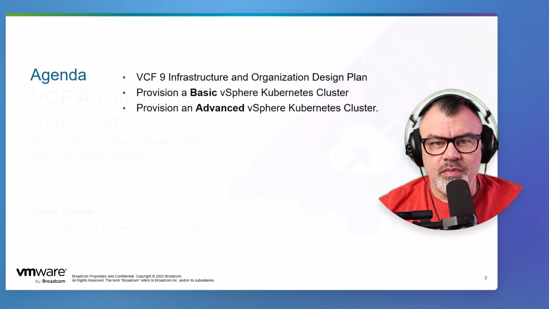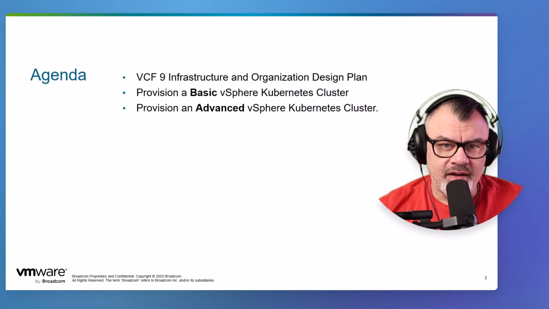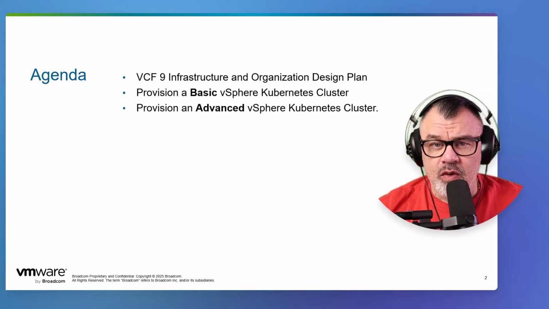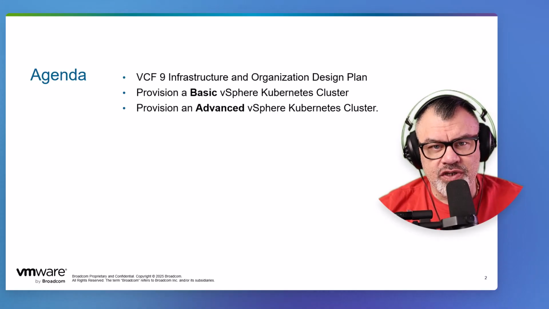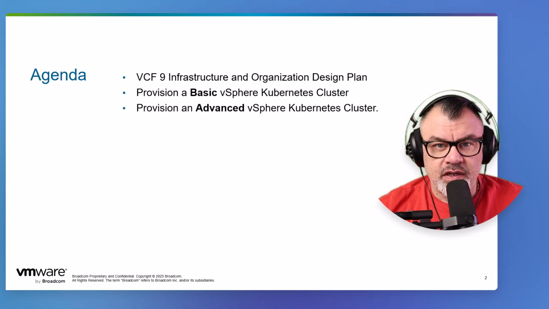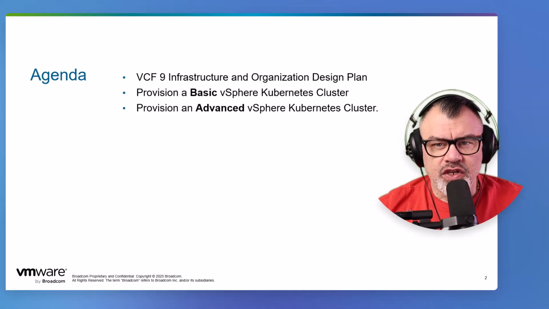We will start first by touching on the VCF 9 infrastructure setup and the organization tenant design that we've implemented so far. Now that we have access to the infrastructure core services, such as the vSphere Kubernetes Service, after configuring our organization, as we have seen in the previous videos, we will move on to demo how to provision a basic Kubernetes cluster using the vSphere Kubernetes Service. And then we'll move on to demo provisioning a Kubernetes cluster using the advanced options that are available to us. So let's get started and dive right in.